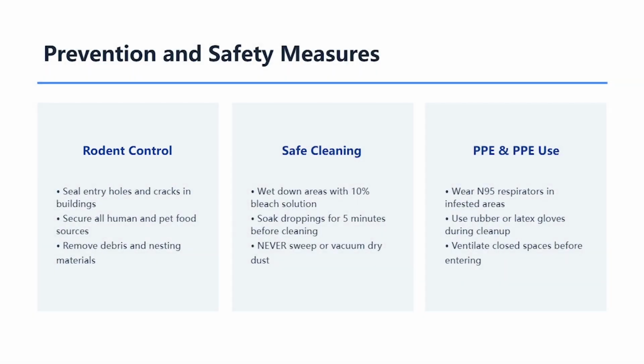Since rodents are the natural reservoir we identified back on page 2, keeping them out of human environments is our primary line of defense. You must seal even the smallest entry holes in buildings and secure all food sources. If there's no food and no entry, the risk of transmission drops significantly.